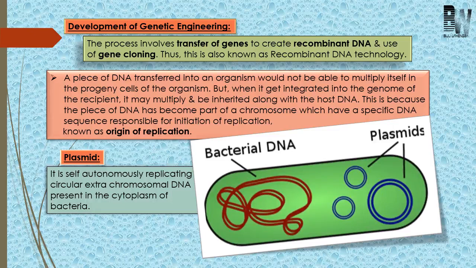But if we can insert that piece of DNA into the genetic material of the host, then definitely the piece of DNA will multiply and will be inherited along with the host DNA. This is because the piece of DNA has become part of host DNA, which has its own origin of replication. Only then can the alien piece of DNA replicate, can multiply itself in the host organism.